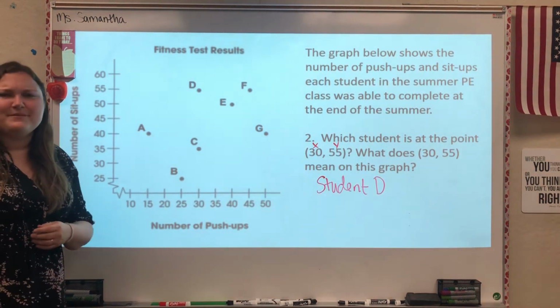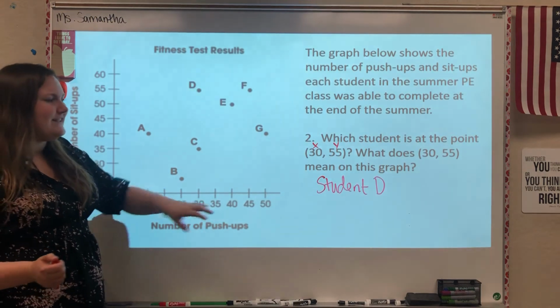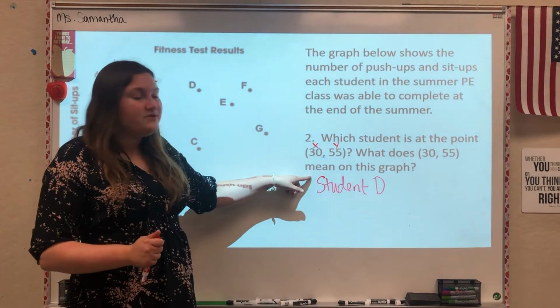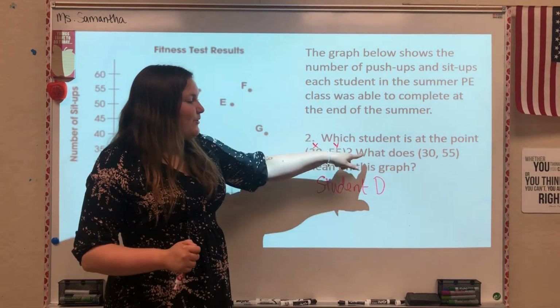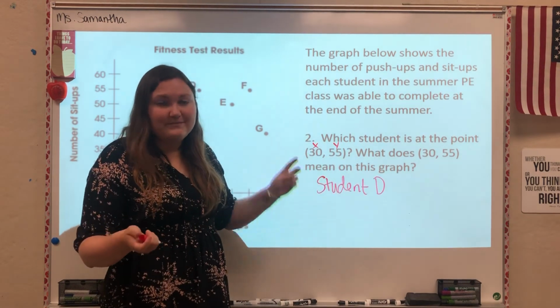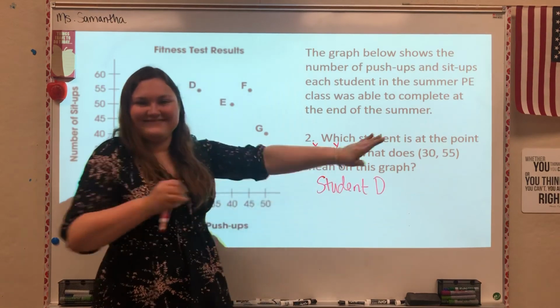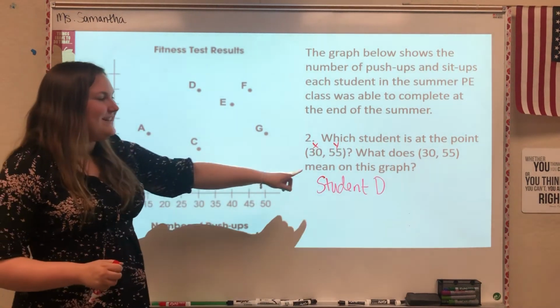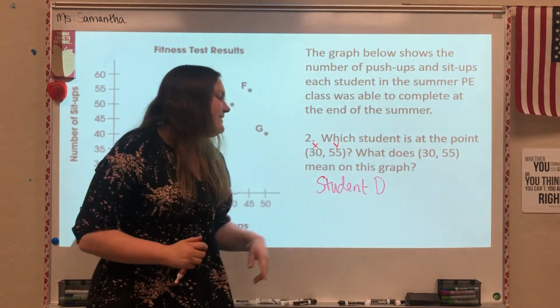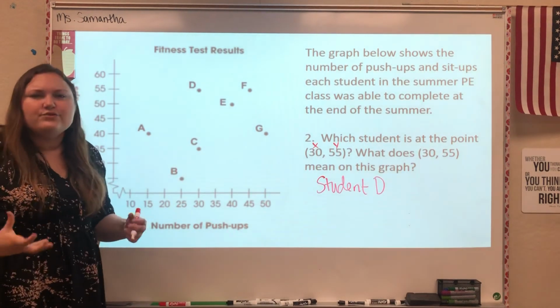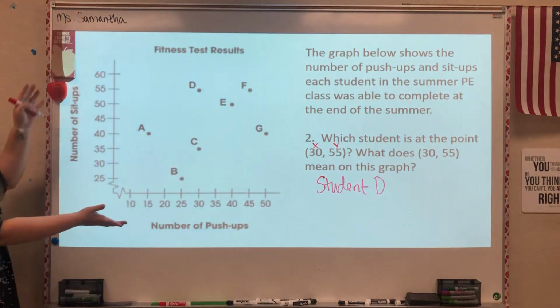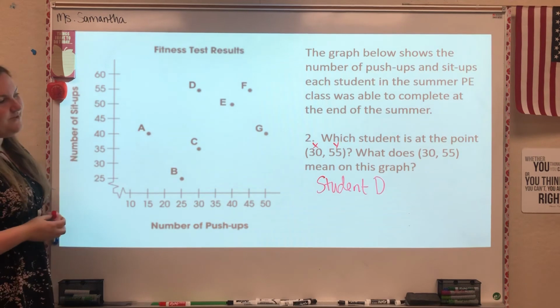Now there's a second part to this question. I'm just going to use this as an opportunity to say that sometimes on those Google Forms you've completed, I've got two questions or two parts to the question. Make sure you're always answering both. Sometimes in class students say student D, done. There's a second part though that says what does (30, 55) mean on this graph? What do those two numbers represent in terms of this situation?